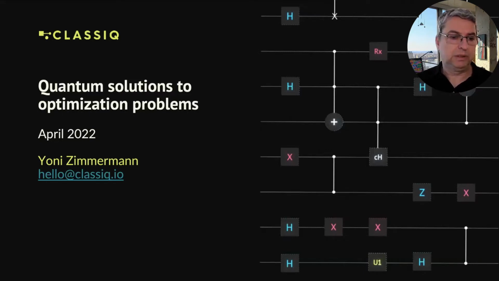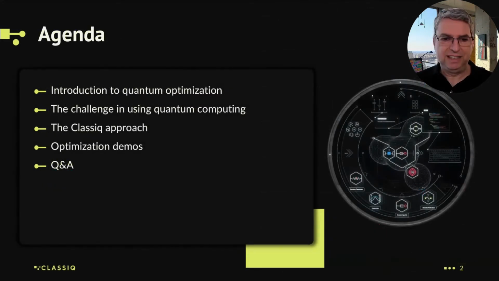But what we'll do in this webinar, and Yoni, if you could move to the next slide, please, is we'll talk about the types of quantum optimization problems. What is quantum optimization? Why is it challenging to do it using quantum computing? We'll talk about the Classiq approach, how we look at optimization problems. We'll do some live demos of solving optimization problems using quantum. And then we have time for Q&A.